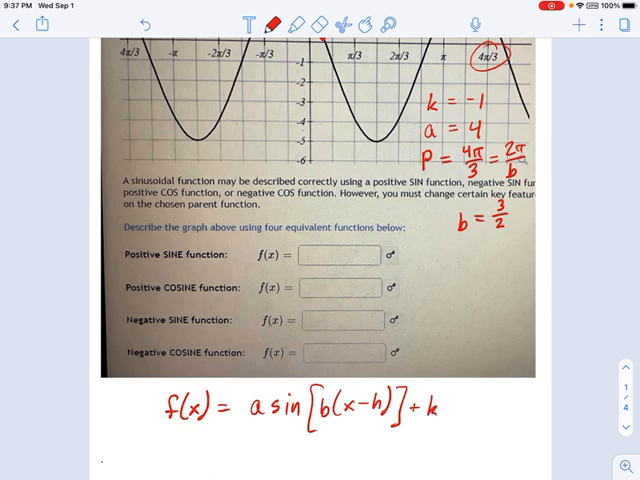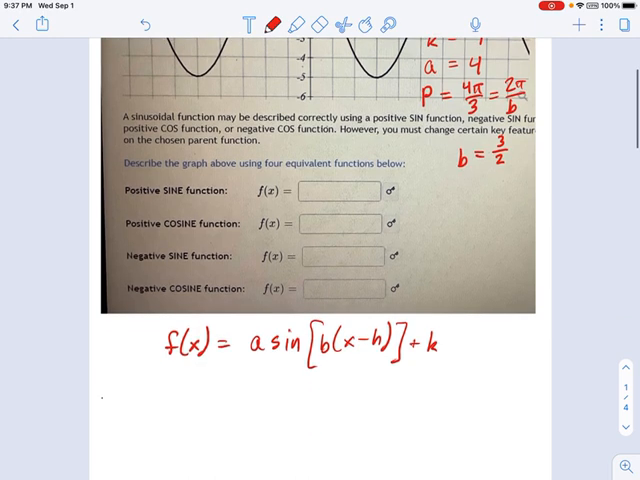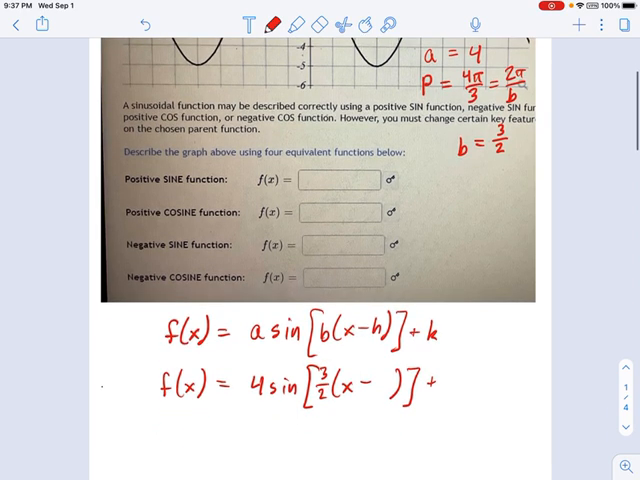So what I'm going to do is substitute these values in and get a working equation that gets me almost all the way there. This is going to be 4 sine, remember I wanted a positive sine, times 3/2 x minus, I don't know yet, we'll get to that, plus k. What was k? -1. Great. So that'll be -1. Okay, now this right here is the important one.